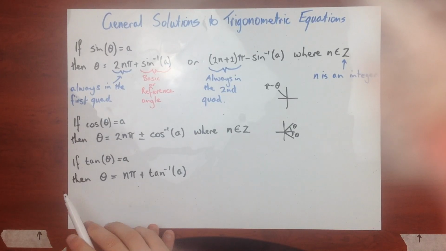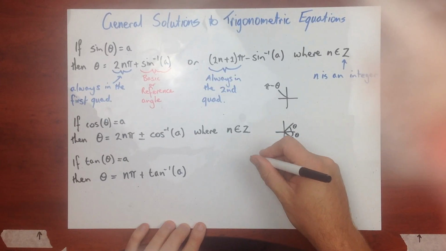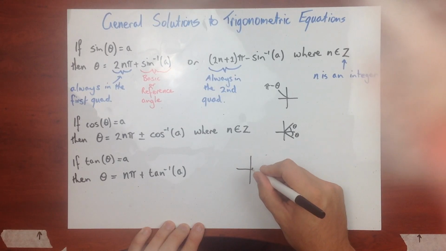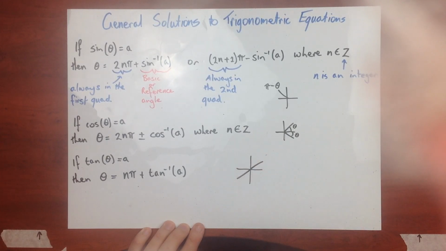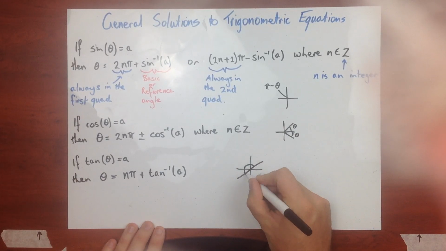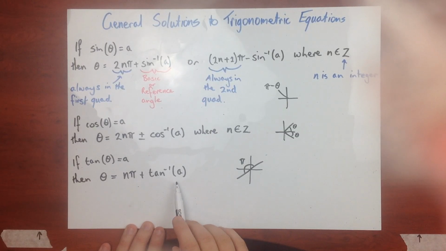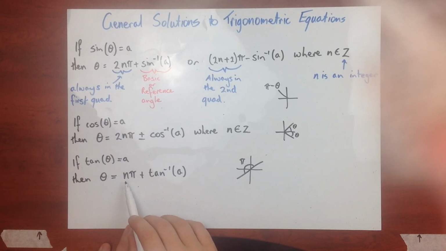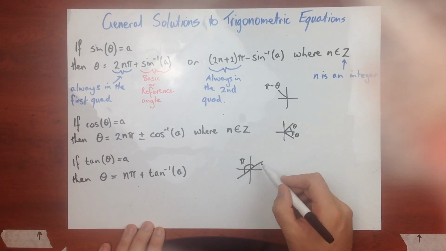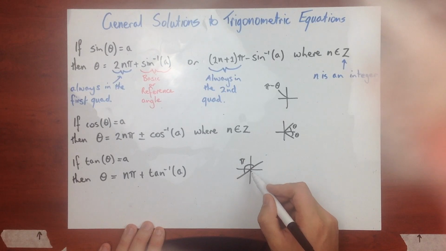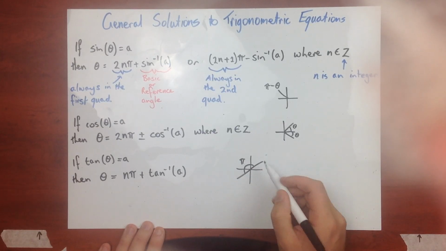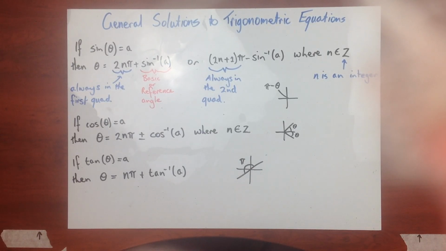If we look at tan, tan's even easier again, because remember we're in the first and third quadrants, so only a difference of pi between them all the time. So we can simply say if tan theta equals a, then theta equals n pi plus the inverse tan of a. So this is again our basic angle. If n was 0, we're going to get this first one. If n was 1, we're going to get this second one, and so on. That's how we find them.